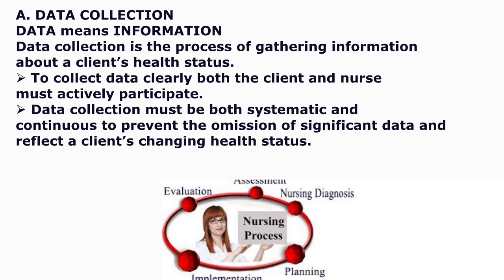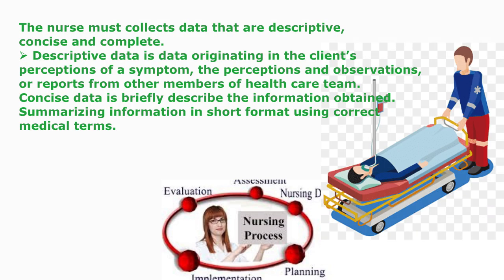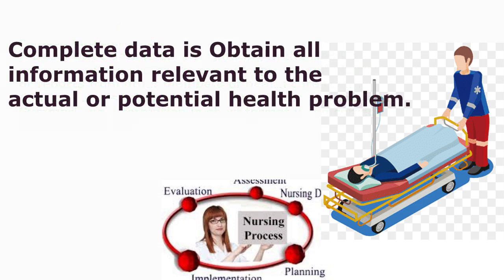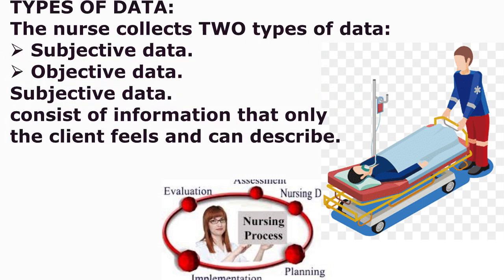Data collection must be both systematic and continuous to prevent the omission of significant data and to reflect a client's changing health status. The nurse must collect data that are descriptive, concise, and complete. Descriptive data originates in the client's perceptions of a symptom, the nurse's perceptions and observations, or reports from other members of the healthcare team. Concise data briefly describes the information obtained, summarizing it in short format using correct medical terms. Complete data means obtaining all information relevant to the actual or potential health problem.